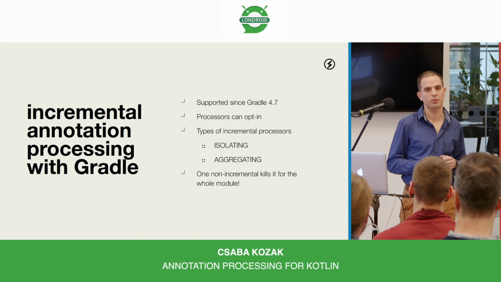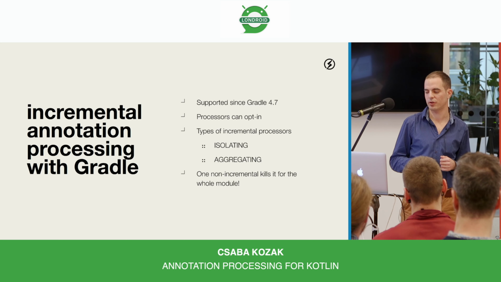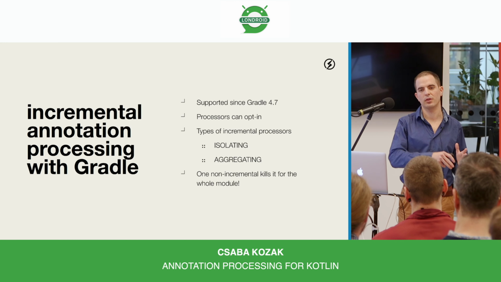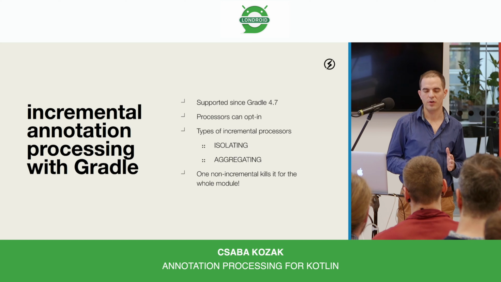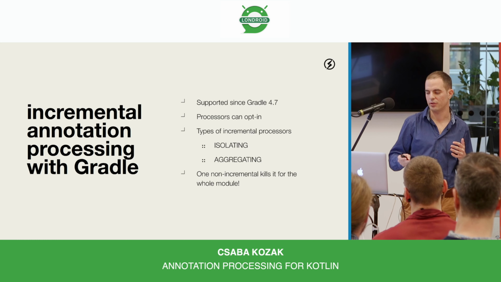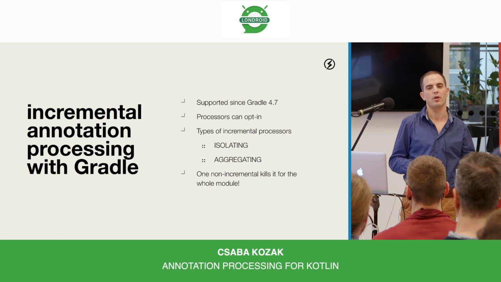There can be two types of incremental annotation processors. The first type is isolating. This means it can only look at one part of your code, basically one class, and then generate another generated class from it. For example, if you are a dependency injection framework, an isolating processor could be a factory generator, so it can generate factories for your inject points.